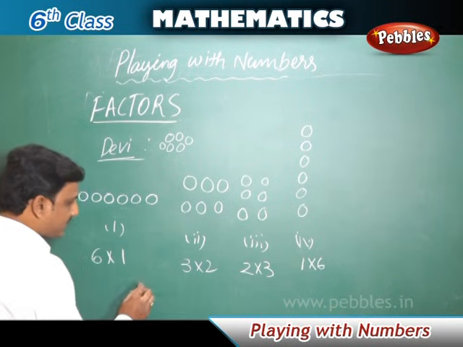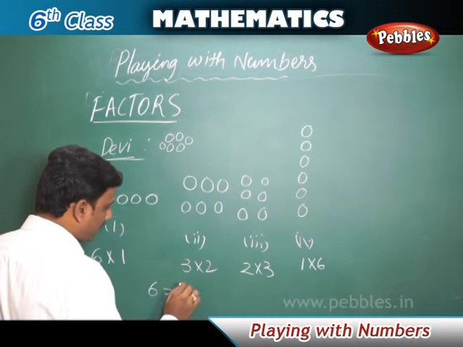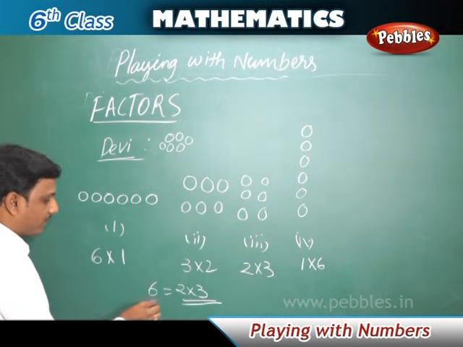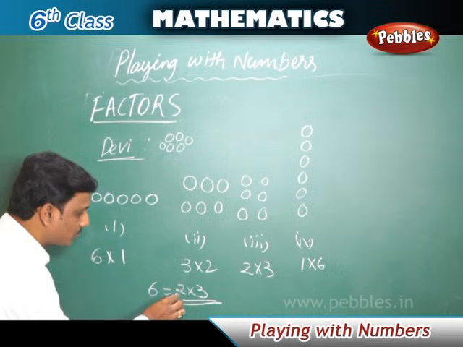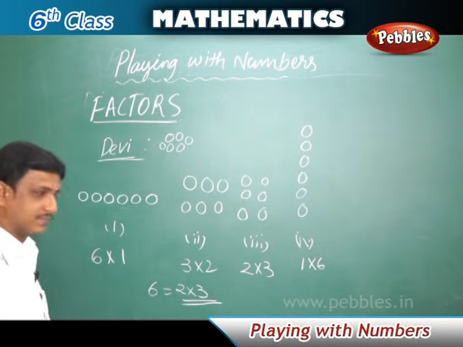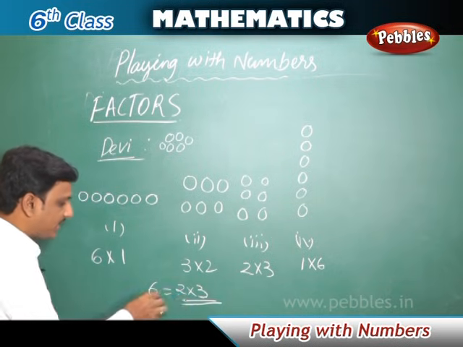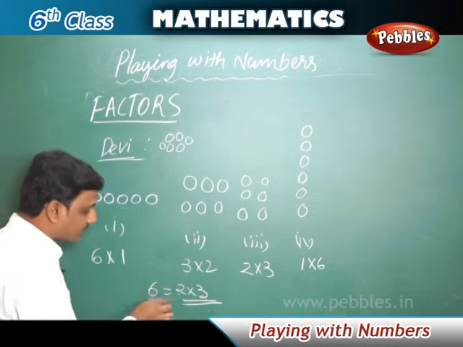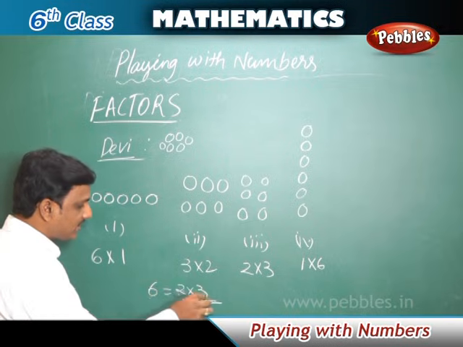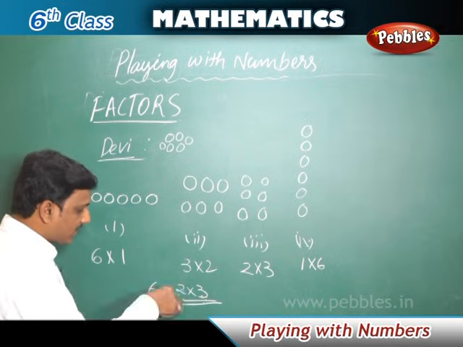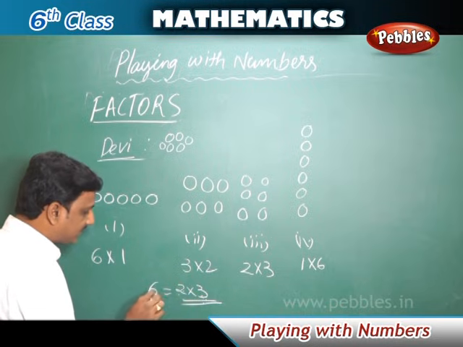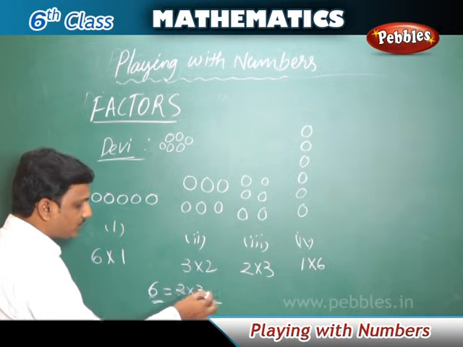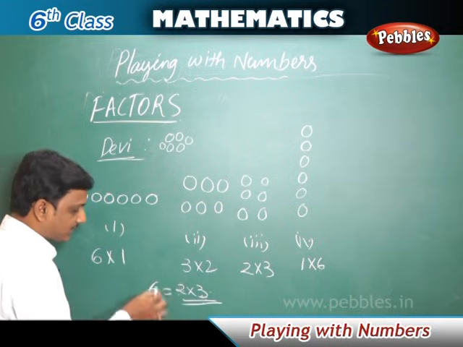So now we can say that for the number 6, 2 into 3. 2 and 3 are factors of 6. We call 2 and 3 factors of 6 because these numbers divide 6 exactly. 2 is a factor of 6, 3 is a factor of 6, because here the number 6 is expressed in the form of its product, 2 into 3. So these 2 are the factors of 6.